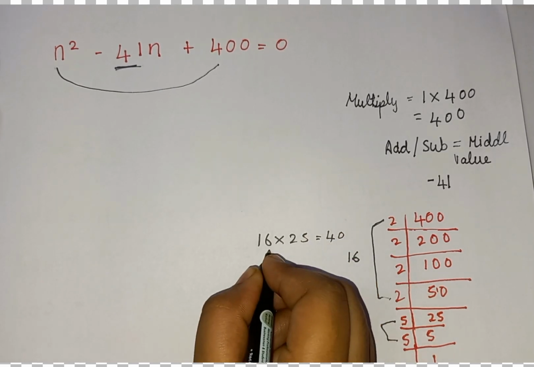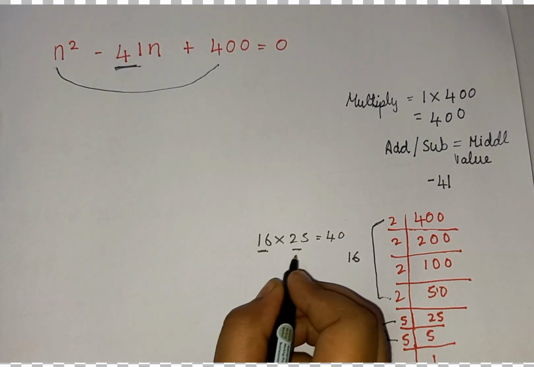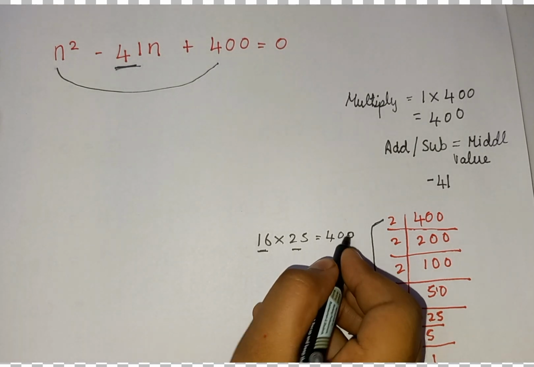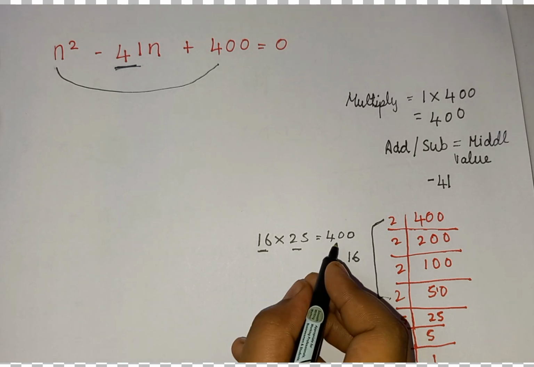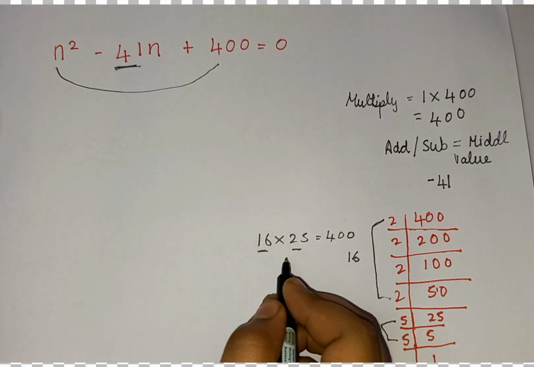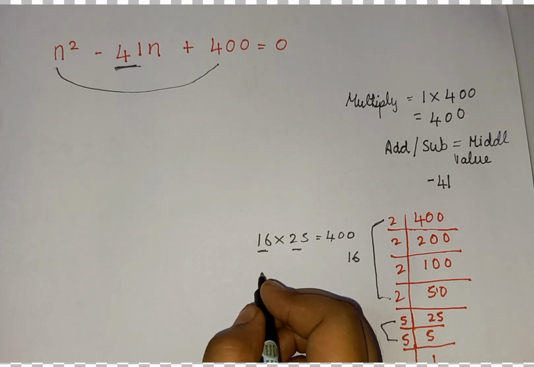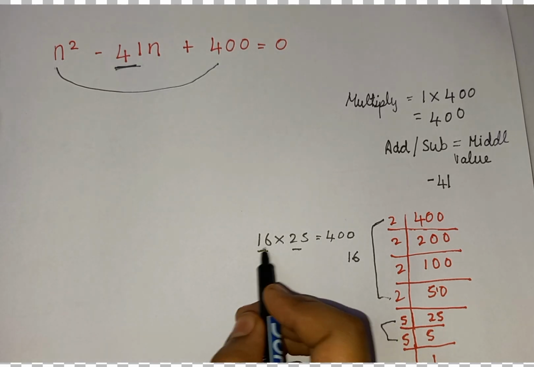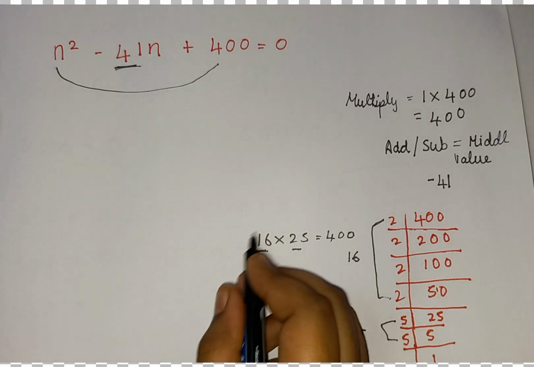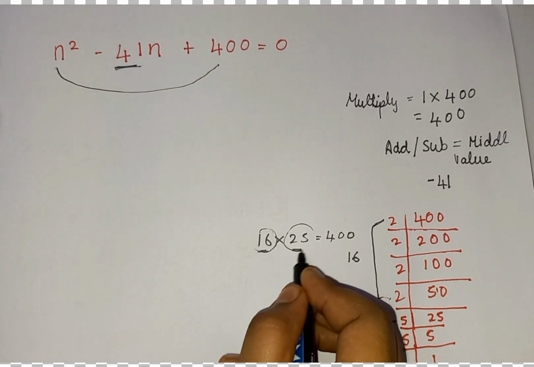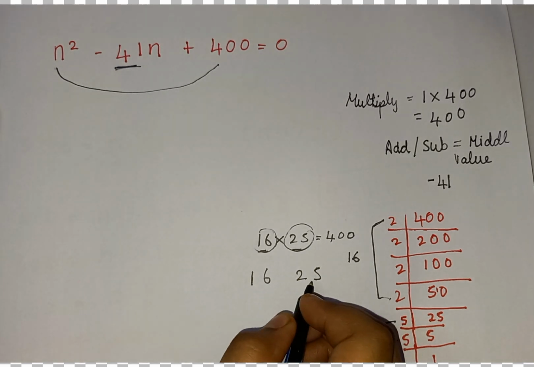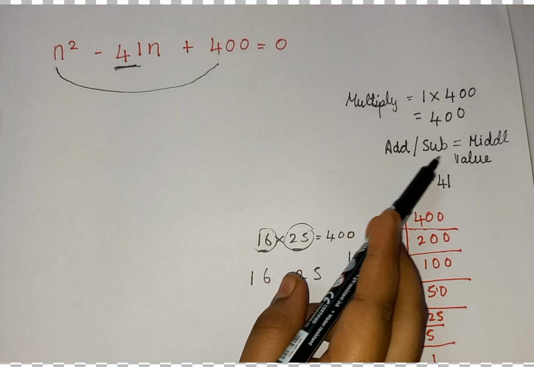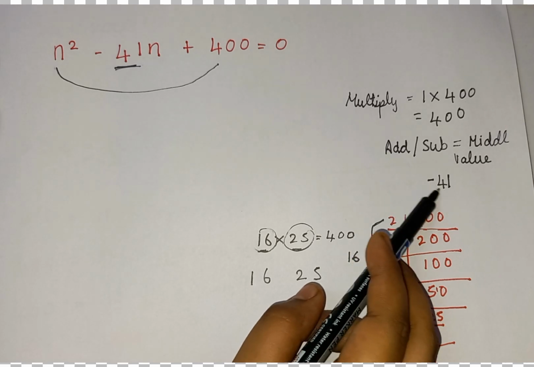These two numbers are the multiples of 400. That means when we multiply, we are getting 400, right? That's why we say these are all multiples of 400. But what we are supposed to do is add or subtract the multiples. The multiples are 16 and 25. When we add or subtract, we should get the middle value, that is minus 41.